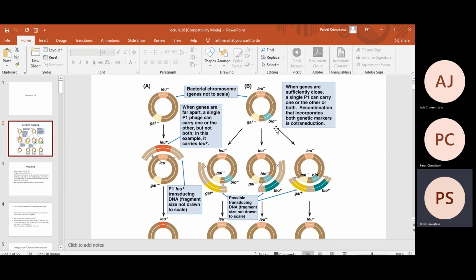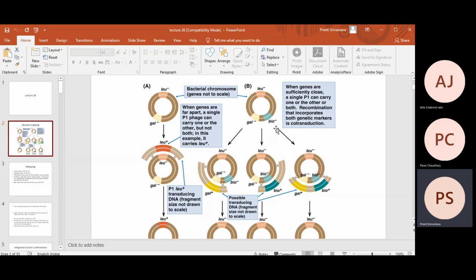Now what we are trying to show in this figure is that with P1 transduction, if you remember from yesterday's class, the size of the genome of P1 is 100 kb. So if any two markers or sequences are in close proximity so that they can come within that 100 kb locus, they can be transduced together, correct? However, if the genes are far apart, then they cannot be transduced together.